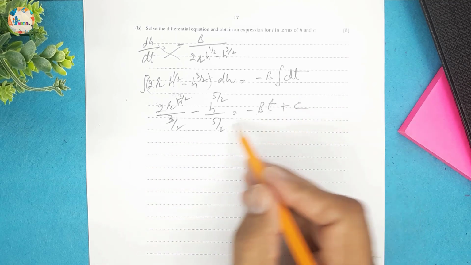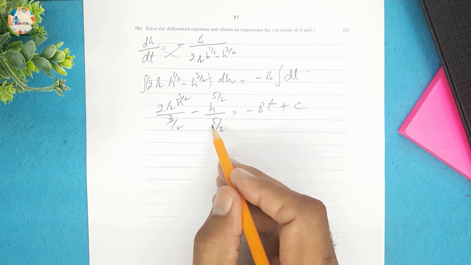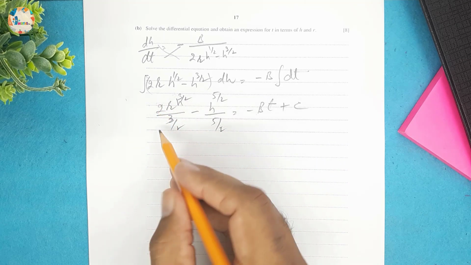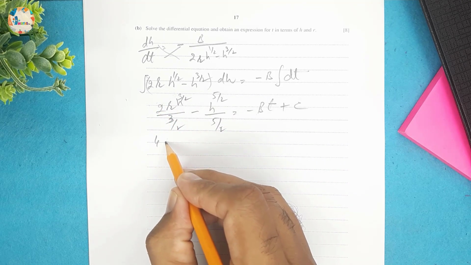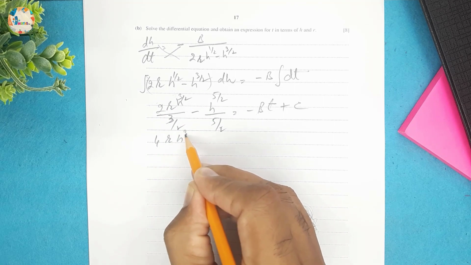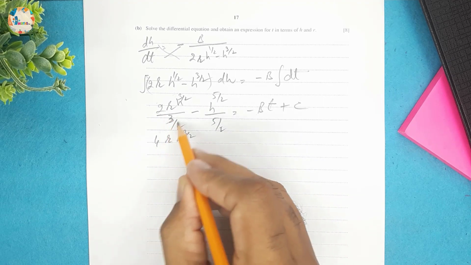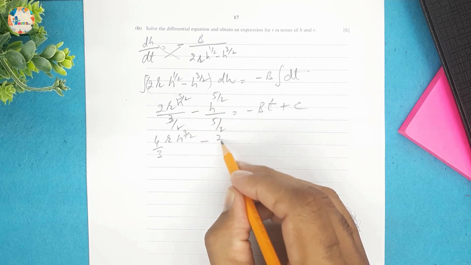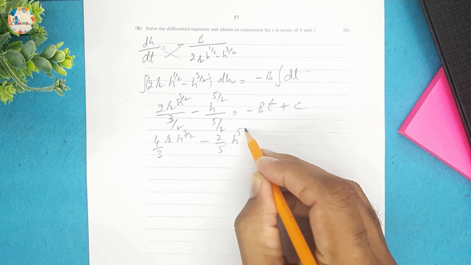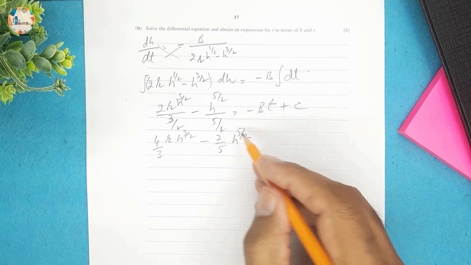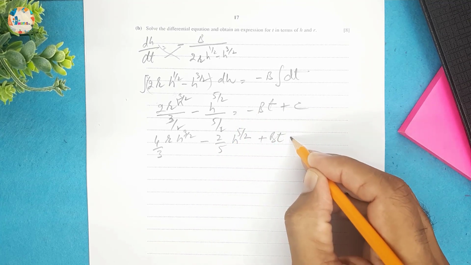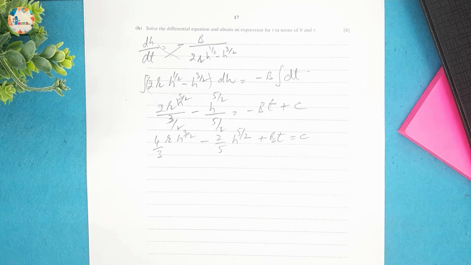So before finding the c value, we will simplify this one. So this will be 4r h raised to the power 3 by 2 over 3, so we'll write 4 by 3, minus 2 over 5 h raised to the power 5 by 2, and we can shift this to this side, so minus bt, basically plus bt is equal to c. This will be the value.